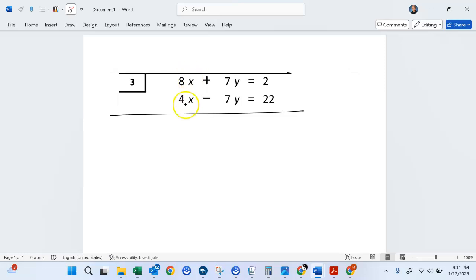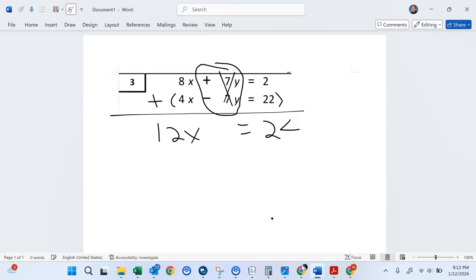So when I get the 8x and the 4x, I can see that it's going to be the y that is going to cancel in this case. So I'm going to add these up, this whole equation like that. Okay. And I'm going to add it to this equation. So 8x plus 4x is going to be 12x over here. These go away, so no y's, and that's equal to 2 plus 22 is 24, okay?